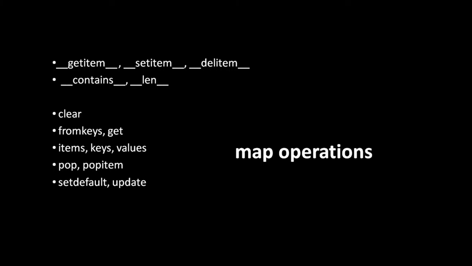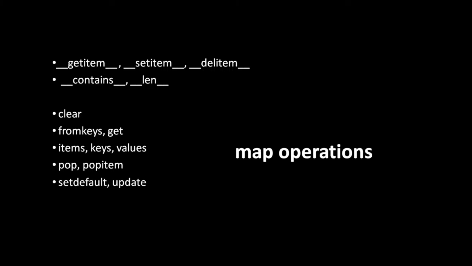The items method will return a sequence of all the items in the dictionary, and it does so in the form of tuples, where the first item in the tuple is the key, and the second item is the corresponding value. The keys method will return a sequence of just the keys, and the values method will return a sequence of just the values. And the important thing to understand about items, keys, and values is that because maps have no concept of order of their items, the items, keys, and values you get back in these sequences are in no particular order.